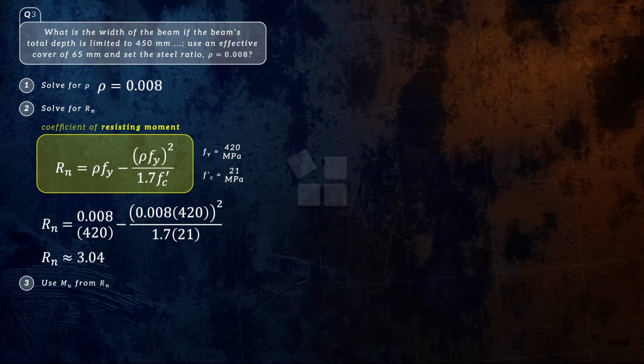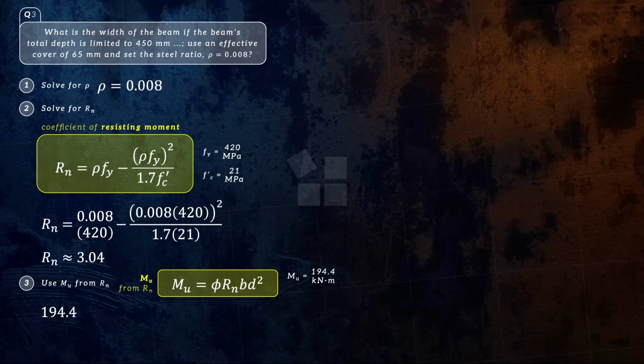Step 3 would be to solve for Mu from Rn. From the first formula presented at the second question, we can derive this formula for Mu. Using this formula, Mu should still be 194.4, the value we calculated at the first question, times 10 raised to 6 to convert Mu from kilonewton meter to newton millimeter, equal to phi, given as 0.9 from our situation, times Rn, which we just calculated to be 3.04, times the width of the beam, b, which we are solving for in this question, times d squared.